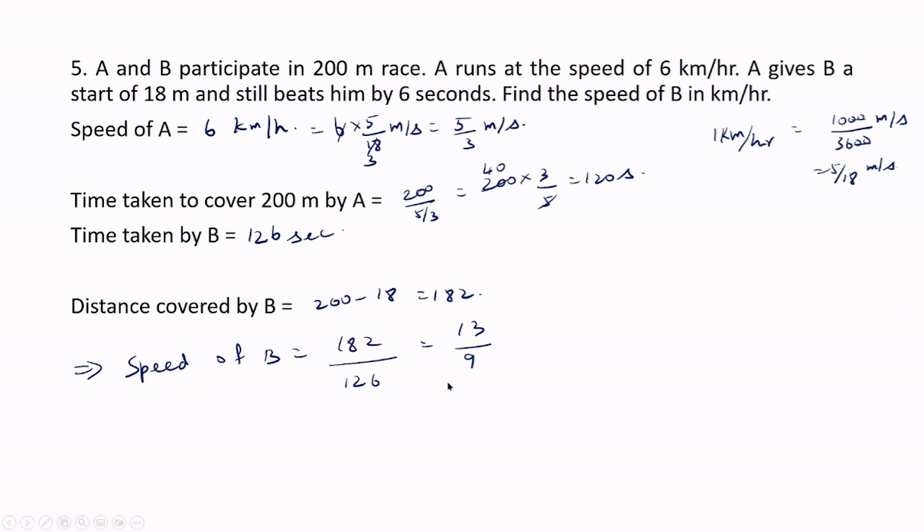And now we have got this in meters per second. But we want to find the speed of B in kilometer per hour. If you want to convert from kilometer per hour to meters per second, we multiply by 5 by 18. If you want to convert from meters per second to kilometer per hour, we multiply by 18 by 5. So this is 13 by 9 into 18 by 5 kilometer per hour. So this is 26 by 5, which is 5.2 kilometer per hour. So this is speed of B.